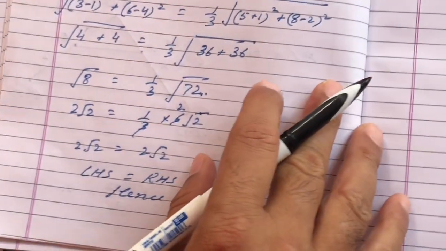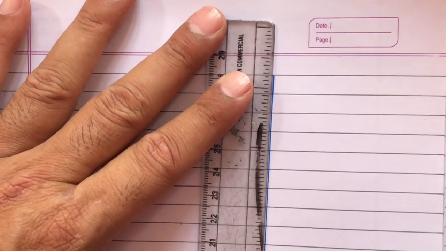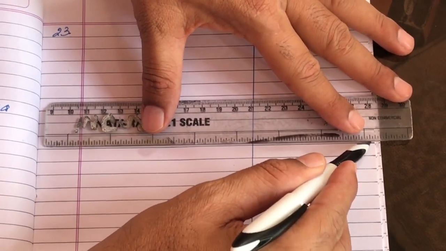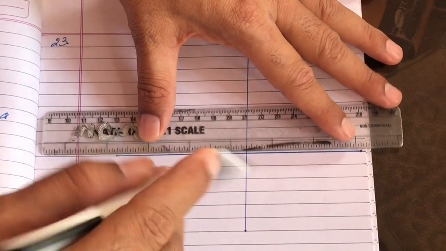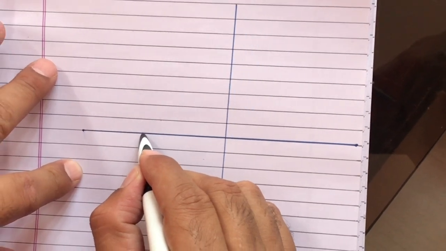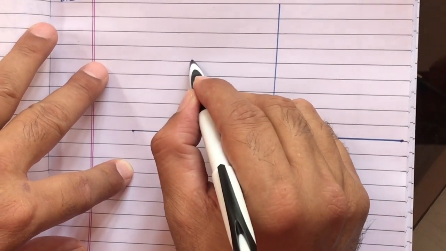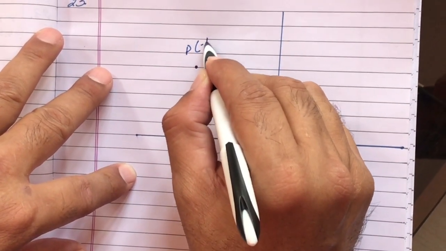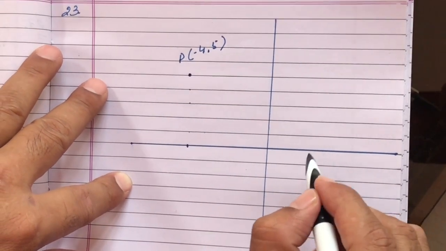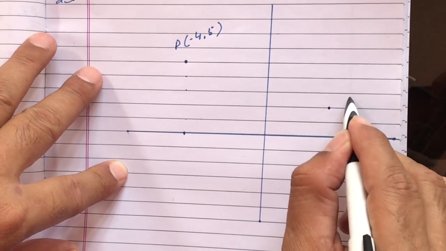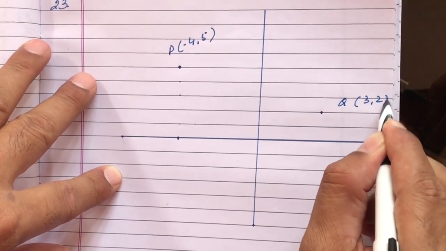Okay. Coordinate axis. Point P is (-4, 5). Let it be -4, then 1, 2, 3, 4, 5. Let this be point P. Then point Q is (3, 2). Let this be point Q, that is (3, 2).